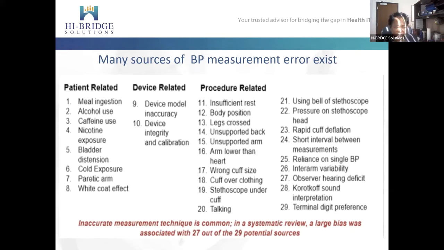Of course, they could be patient-related. As I mentioned, it could be what you've eaten prior to coming to your visit. Here we see alcohol use that can play a major factor in how your blood pressure readings are determined. Nicotine, bladder distension, cold exposure, and of course, white coat effect, which we all know is a popular one. A lot of us get really nervous when we go to the doctor's office and it gets our blood pressure all off whack. Some that are related to devices are the device model or inaccuracy, device integrity and the calibration.